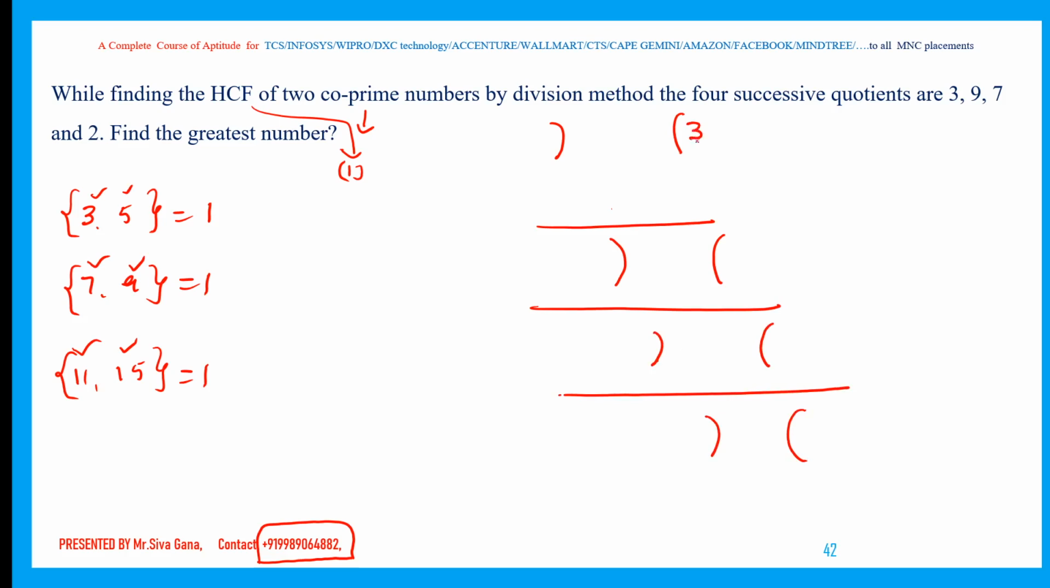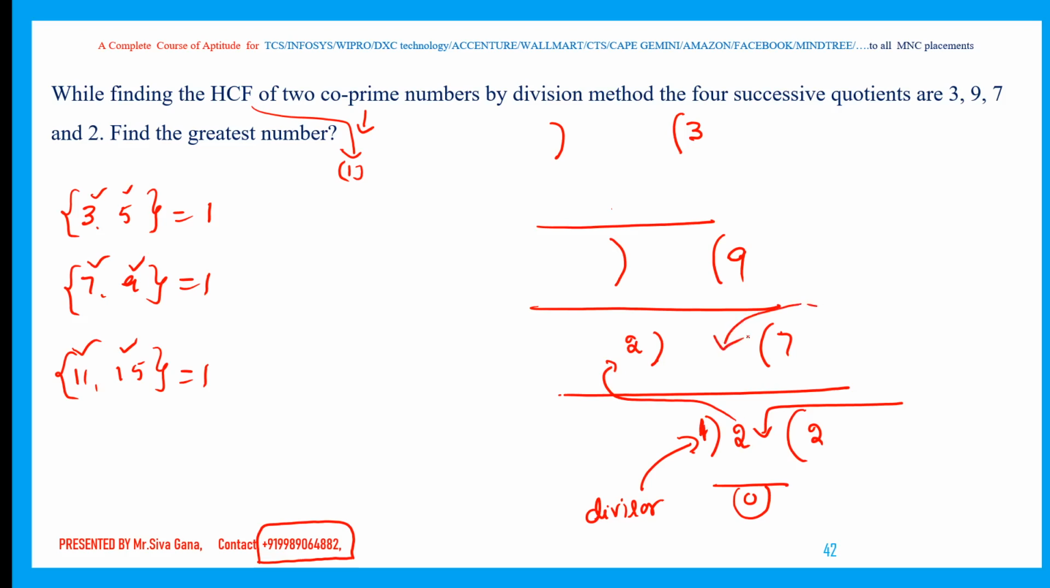Now the quotients are 3, 9, 7, 2. This last divisor is called the HCF. Last divisor means the one where the remainder is 0. So this last divisor is nothing but the HCF. Here the HCF is 1. Now how to calculate this middle number? Dividend is equal to divisor into quotient plus remainder. 1 into 2 plus 0 is 2. Now this 2 will be transferred over here. This is the division method. 2 here, 2 here, and the remainder is 1.